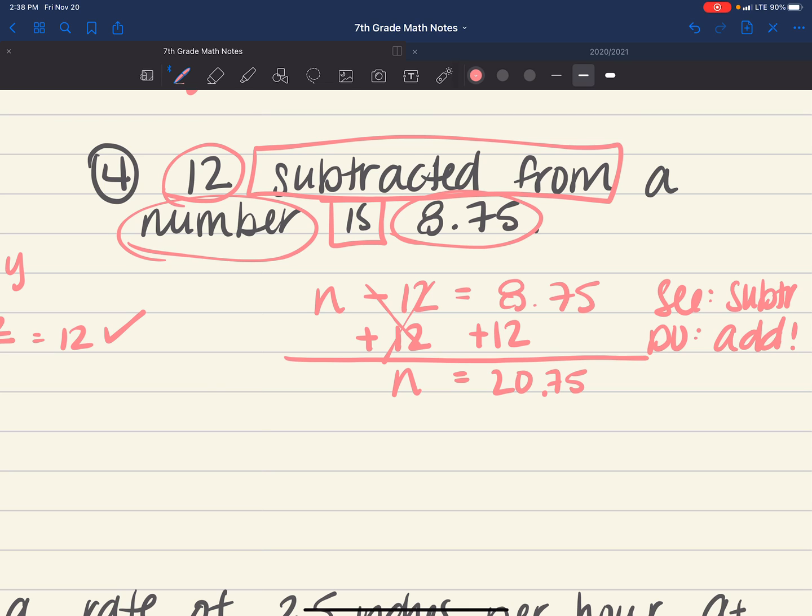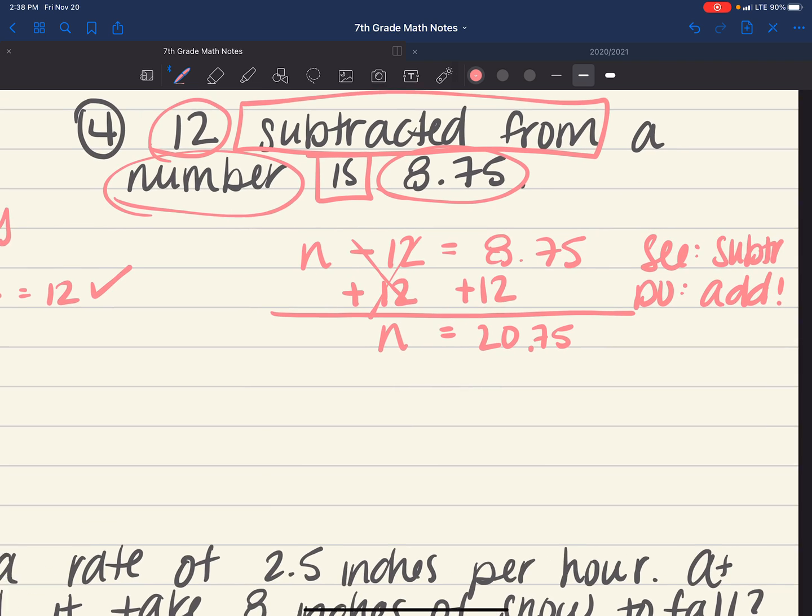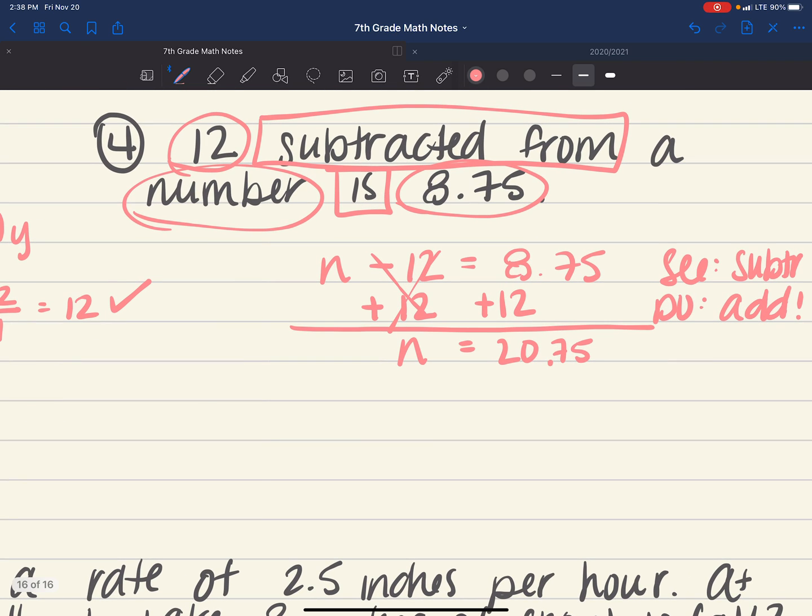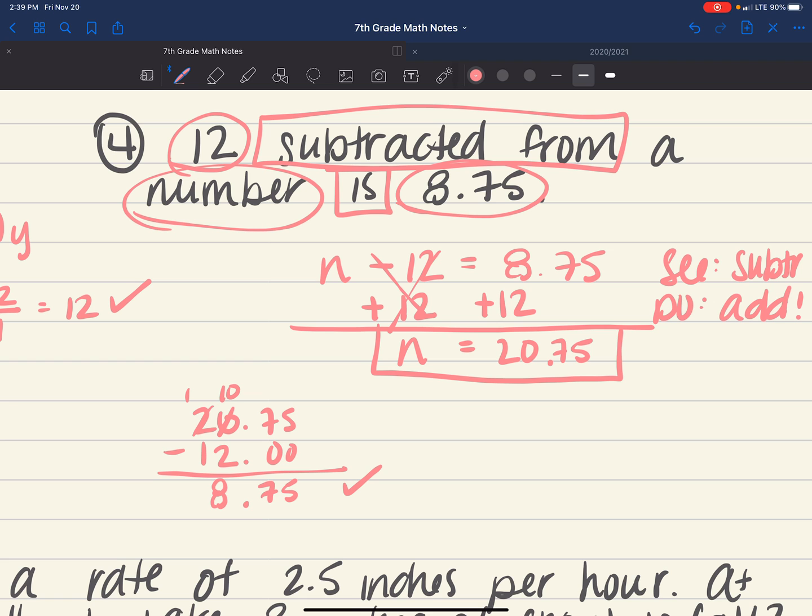Now let's check our answer by substituting it back in, making sure that 20.75 minus 12 equals 8.75. Let's check it over here. So 20.75 minus 12 should equal 8.75. So let's bring that down because you guys know that 5 minus 0 is 5, 7 minus 0 is 7. Bring down my decimal. Here I am borrowing. 10 minus 2 is 8, and 1 minus 1 is 0. So that checks out. Therefore, n does equal 20.75.